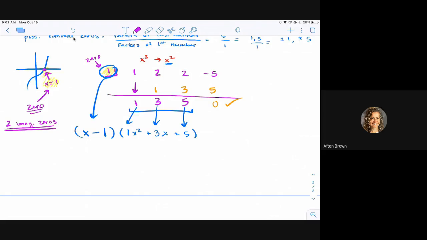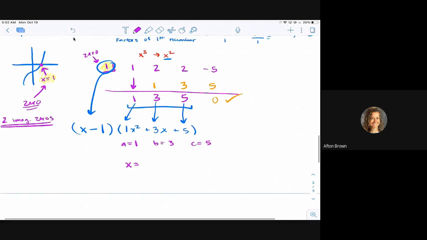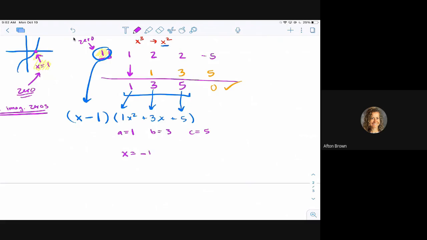Okay, so if we do the quadratic formula, we'd have A is what? A is 1. Good. What's B? 3. What's C? 5. Quadratic formula, remember you get to use your notes, so hopefully you have this somewhere that you can always refer to. X equals opposite of B plus or minus the square root of B squared minus 4AC, all over 2 times A.